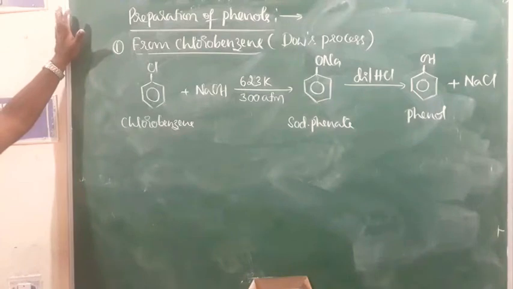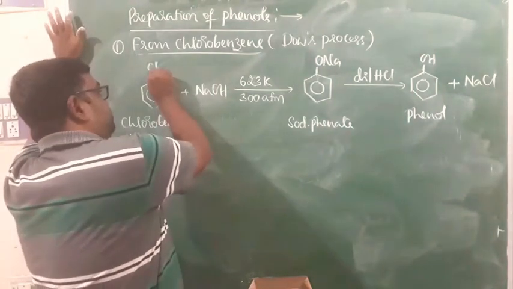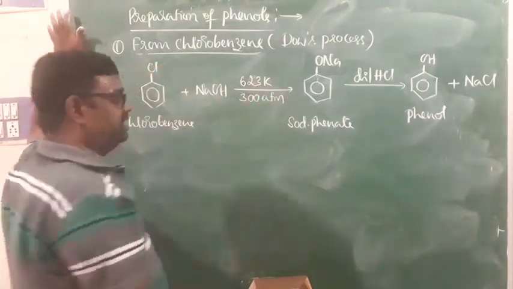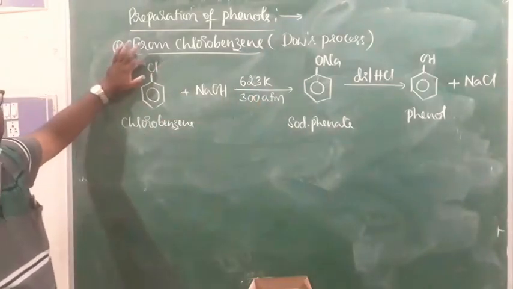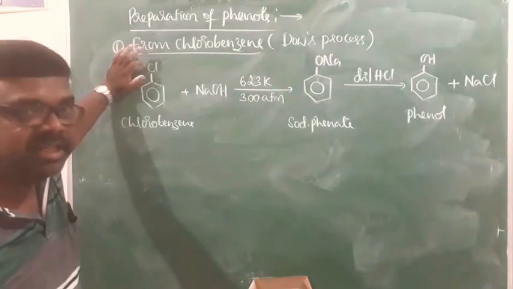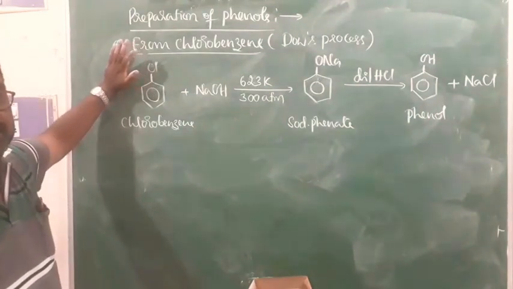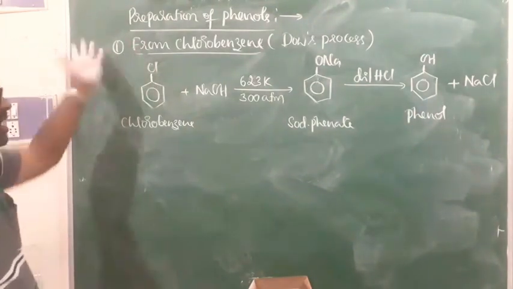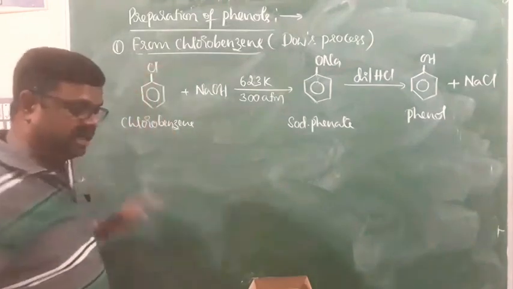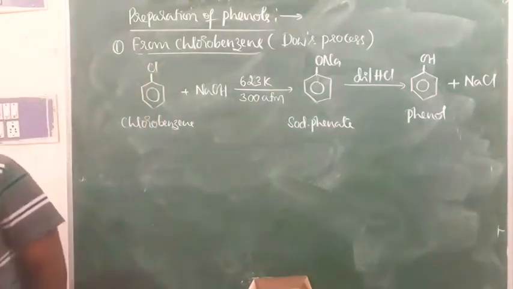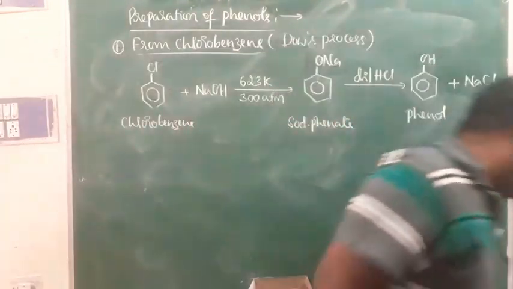And this is what we call the Dow process, and the conditions are very important. Why should we maintain very high temperature and very high pressure? Haloarenes do not undergo nucleophilic substitution reactions easily. They undergo nucleophilic substitution reactions only under drastic conditions. You know the reason: because of the double bond character between carbon and chlorine. So that is the Dow process.